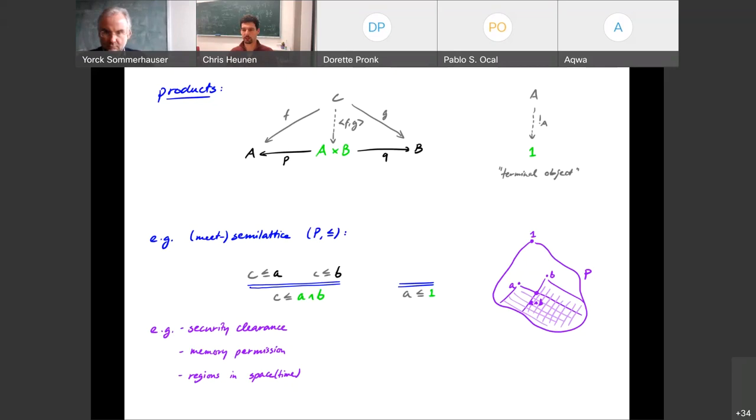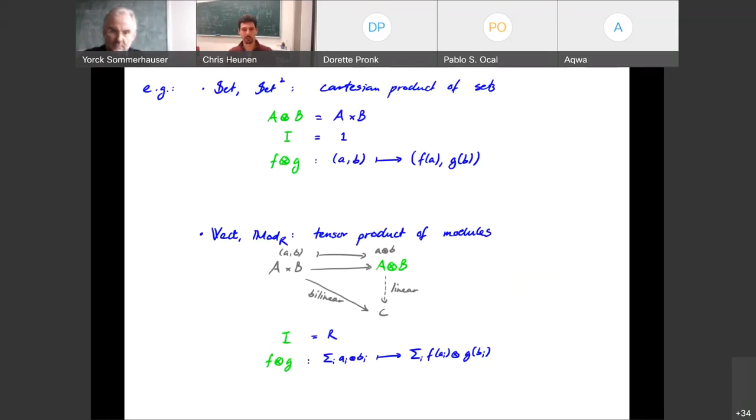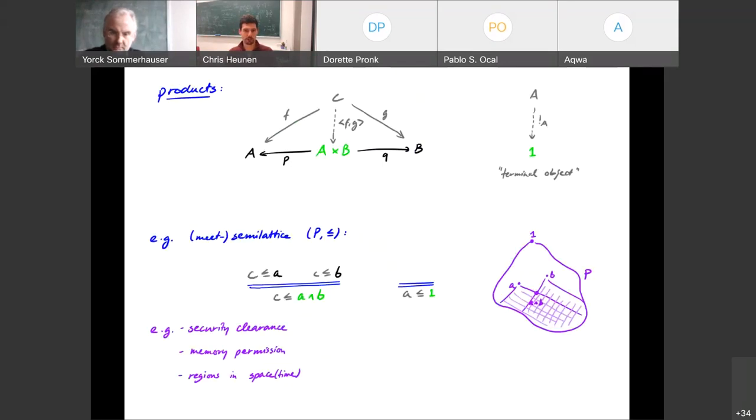And in the nullary case, that means I have something like a terminal object that we'll call one, such that for any object, there's a unique map into one. So for example, this Cartesian product of sets that we used as a monoidal product on the previous slide is an actual categorical product in this sense.